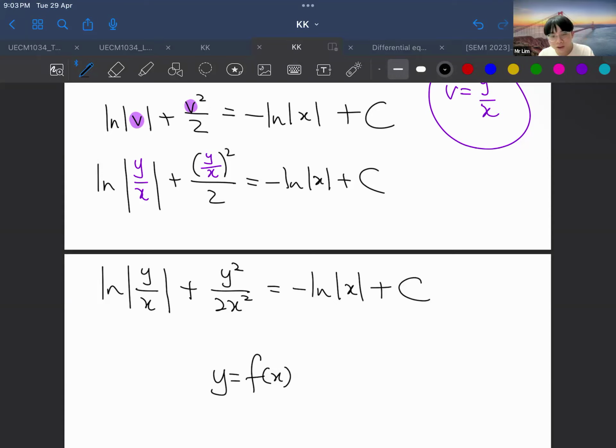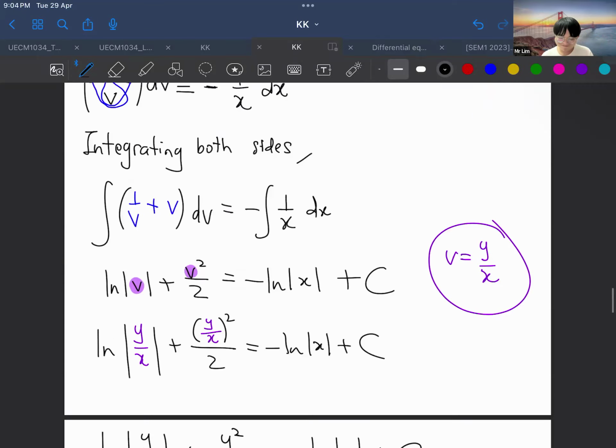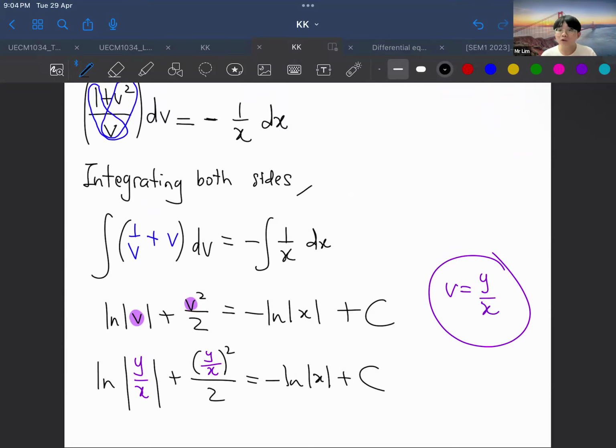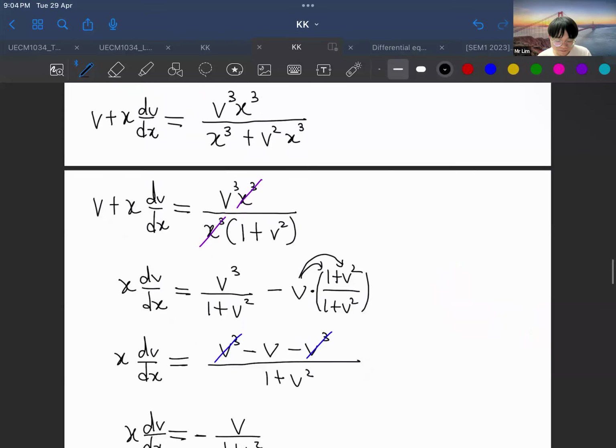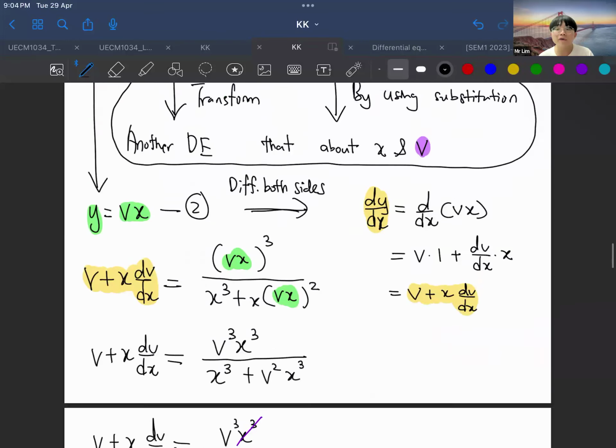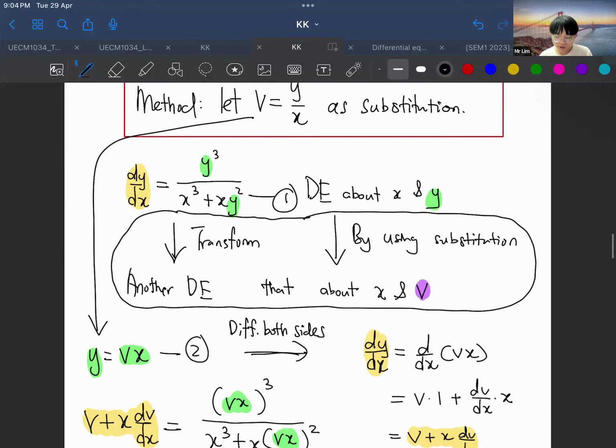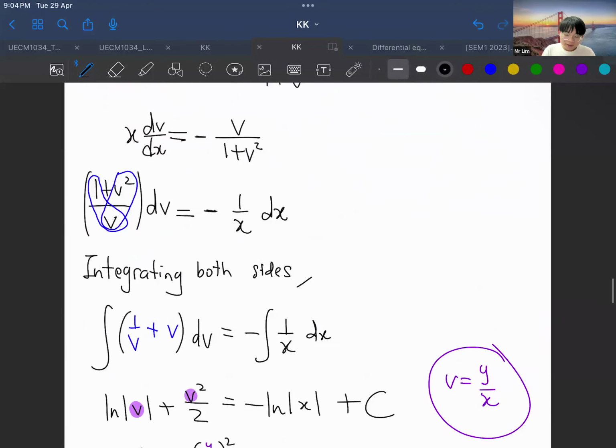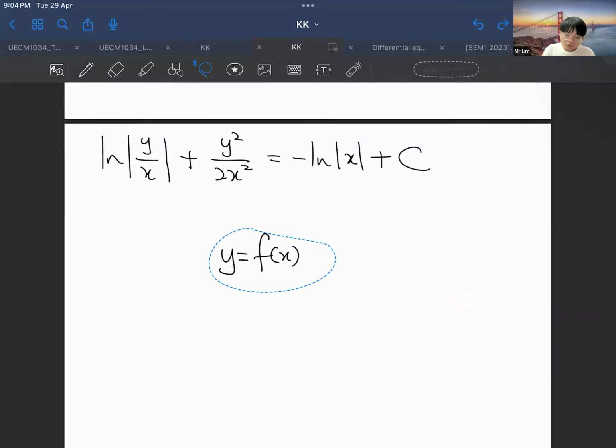I hope I didn't make any mistake, because I didn't check that. If I did, a few of you here please help me see whether I made any mistake. Okay, I think no, because I do it very slowly.